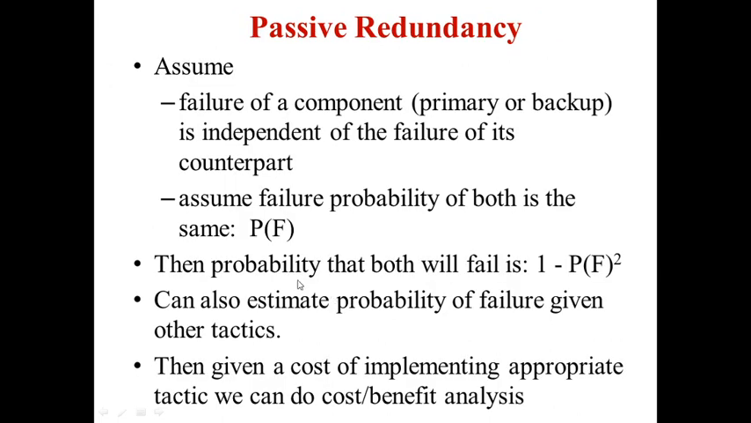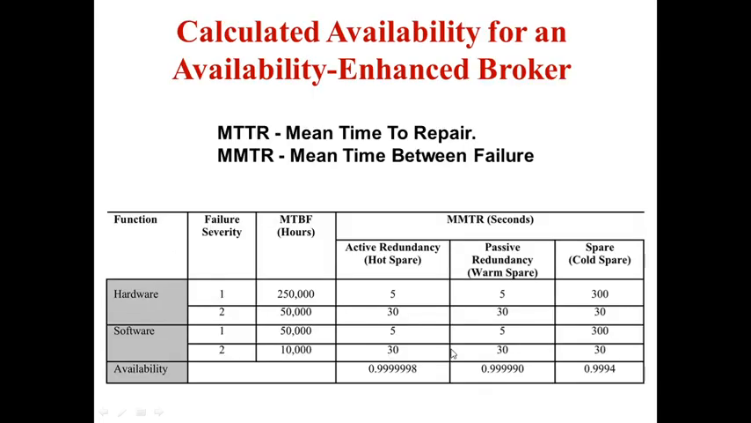What is passive redundancy? See, for example, there is a failure of a component. How can you get it into the counterpart and assume the failure probability? First one is the primary or backup. That means the failed component has to be identified, and we have to identify the failure probability. Then if it fails, it will be calculated by 1 minus P of F squared, and we can also estimate the probability of failure by using different types of tactics that we studied previously. So for the cost of implementing an appropriate tactic, we can do either a cost or benefit analysis.